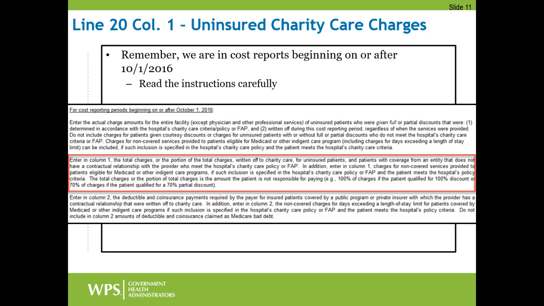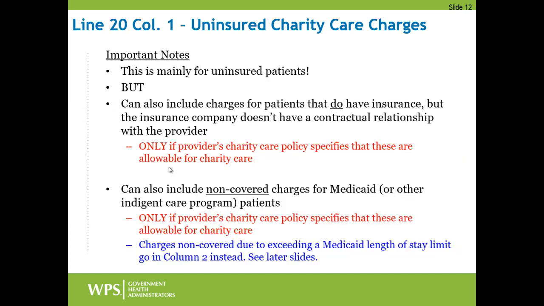So we're going to see column 2 later by itself. We've just read through the first section of the instructions. Now I want to point out some of the things again as a repeat. This is basically for uninsured patients, but we said it can also include those charges for patients that have insurance, but the insurance company doesn't have a contractual relationship with the provider. As I said, and I'll repeat multiple times, it has to be in your charity care policy before anything would be allowable. We also talked about the non-covered charges for Medicaid, only if it's in your policy.